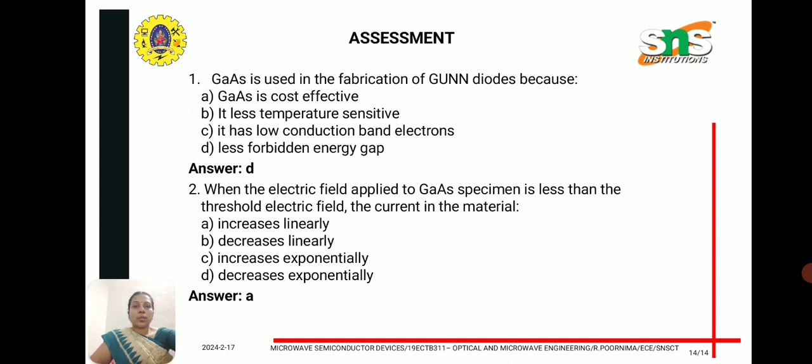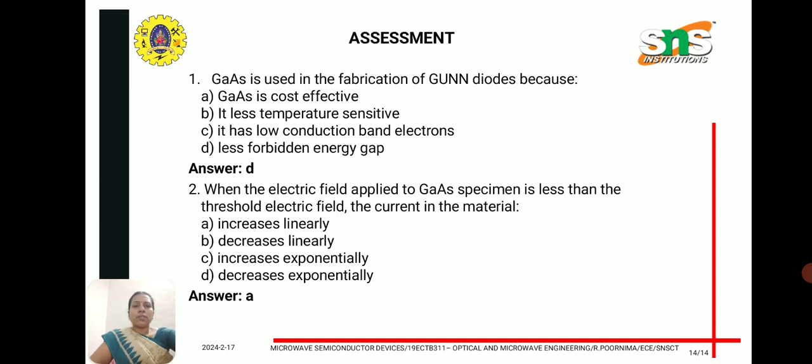So we can have a small assessment. Gallium arsenide is used in the fabrication of Gunn diodes because gallium arsenide is cost effective, less temperature sensitive, has low conduction band electrons, or has a less forbidden energy gap. The answer is less forbidden energy gap.